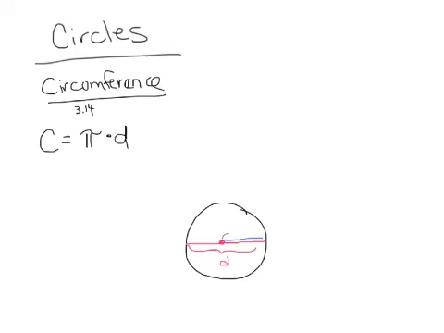Half of the diameter is called the radius. The diameter is equal to 2 times the radius. So sometimes we'll also say circumference equals 2 times the radius times pi, usually written as 2 pi r. Just rearrange the values there. Most times we just say pi times diameter or 2 pi r. That's going to be the formula.